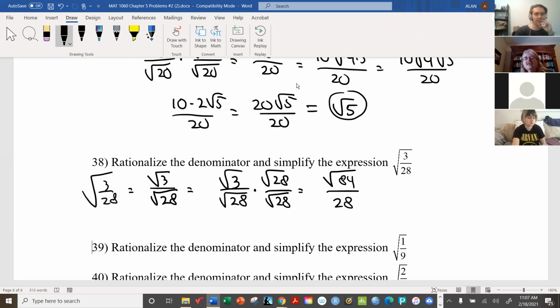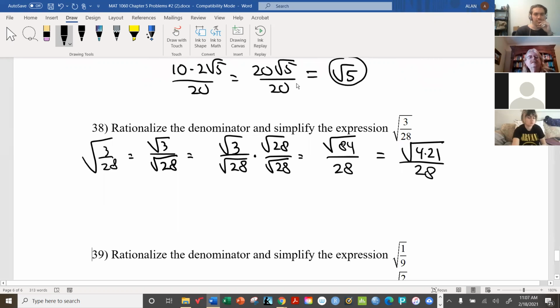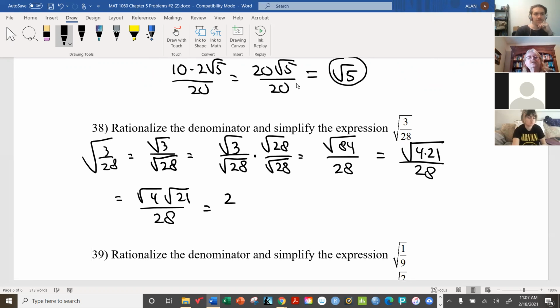So you might say, oh, that's all we can do, isn't it? But, oh, how wrong you would be. What can we do with 84? 84 looks pretty promising, doesn't it? Well, it turns out that it's equal to 4 times 21. Very good. So that's 2 radical 21 over 28. Or we can simply rewrite it as radical 21 over 14.